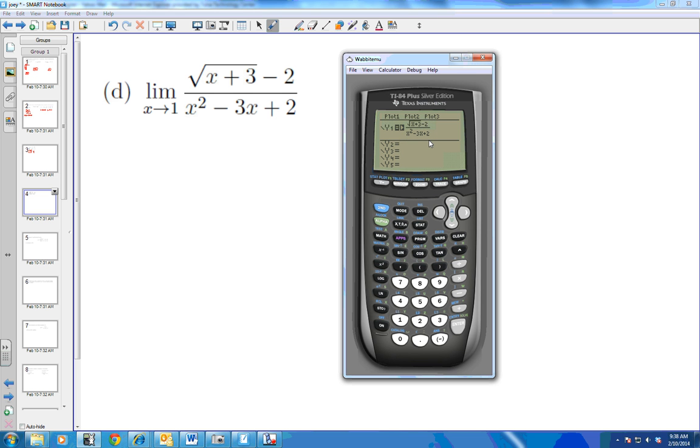So D, let me look real quick. For some reason earlier I'd written down that there was no answer for this. So coming in from the left of 1, coming in from the right of 1. So do you see that they are approaching a number? Looks like they're approaching, let me type in another one. Yeah, negative 0.25.